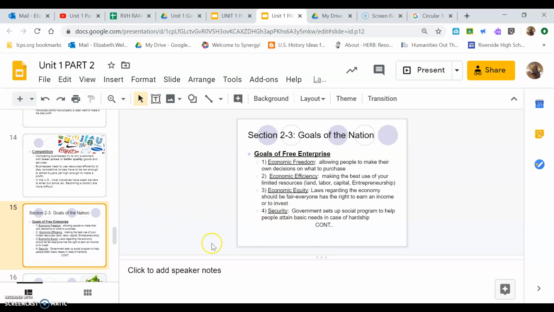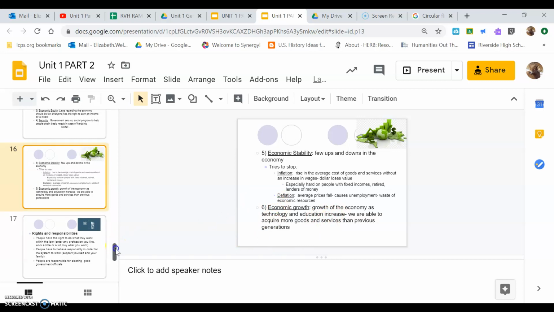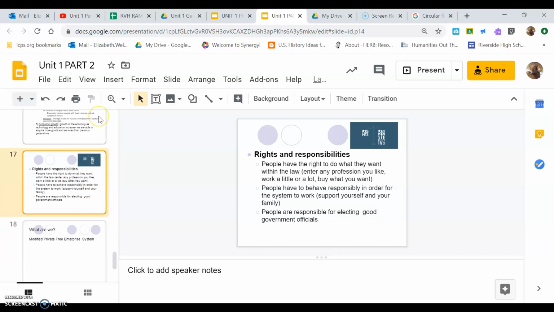And security, which is what you're seeing a lot of right now: social programs to help people attain basic needs in case of hardship. Moving on, economic stability. That's why putting $1.5 trillion into our stock market was an attempt to keep things more stable. It remains to be seen if that'll work. Economic growth of the economy as a whole: we want to be growing right now. Unfortunately, we are not growing due to this pandemic, but that's probably to be expected.